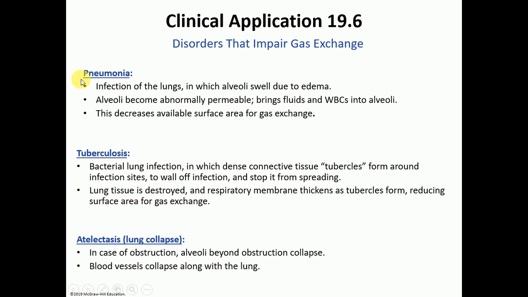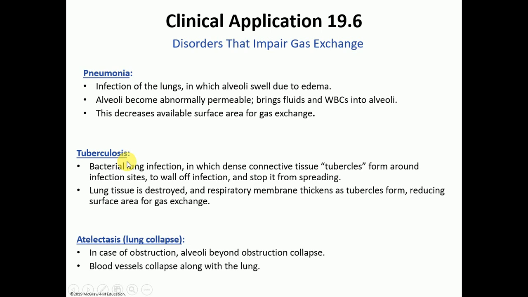Now, disorders that impair gas exchange. So pneumonia, and we talked about that a little bit when we talked about the respiratory membrane. Pneumonia is basically an infection in the lung tissue where there is a thickening of the respiratory membrane, and that is going to make it harder for oxygen and carbon dioxide to diffuse. The alveoli can now be full of inflammatory fluids, white blood cells, germs, and whatever kind of pathogen was in there. All of that, again, is going to increase the thickness of the respiratory membrane and make it harder for gases to diffuse.